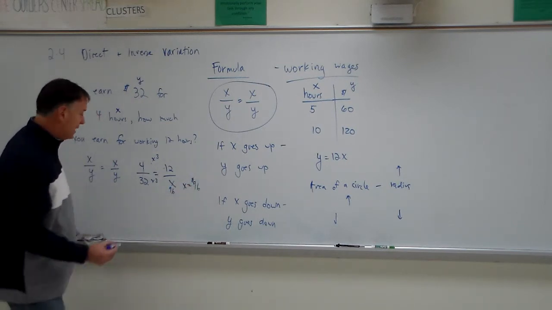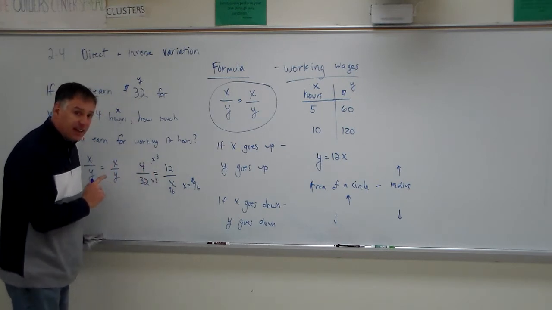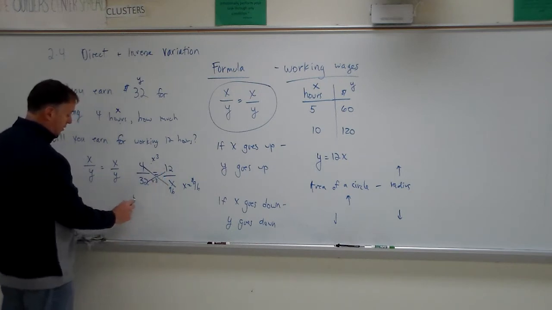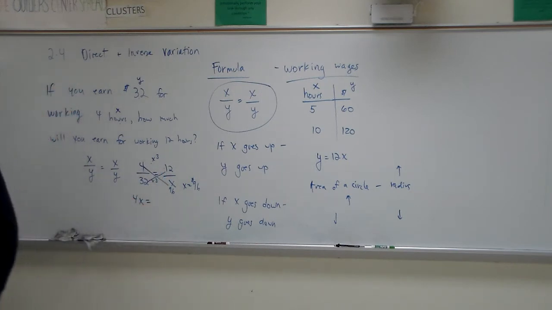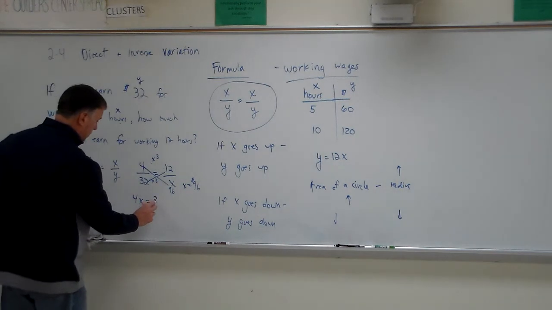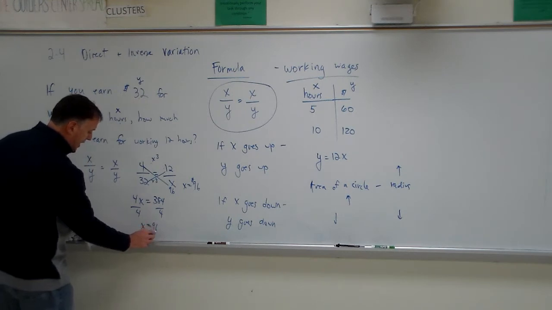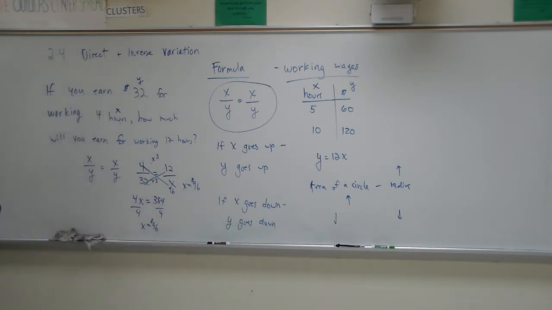The other way you could have done that, since sometimes this number doesn't divide evenly into that number, is what will always work: cross multiplying. This times this equals this times this. 4 times x equals 12 times 32. I'm not that good, I need to do that on a calculator. 12 times 32 equals 384. Then if I divide by 4 and I divide by 4, I get x equals $96. That is what's called direct variation.